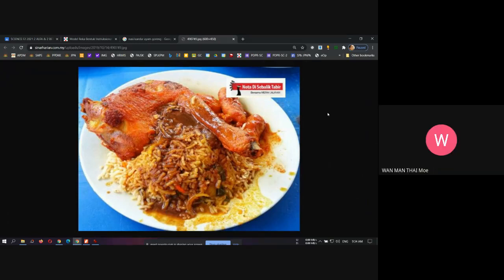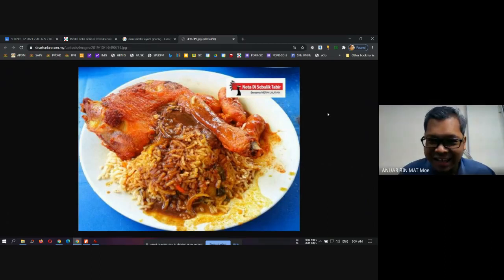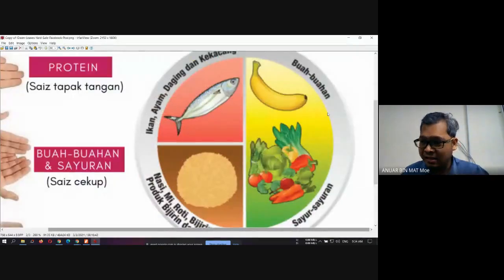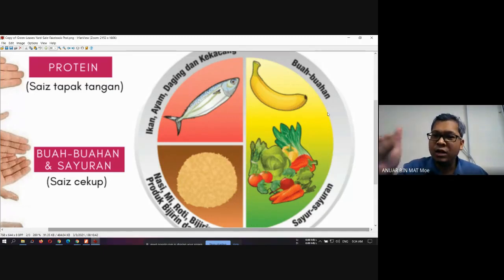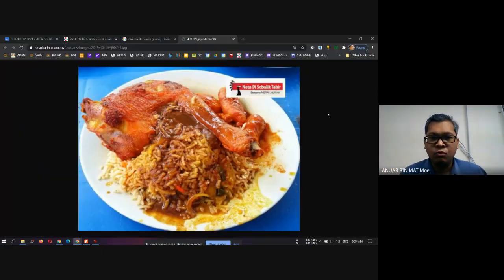No. Not very healthy, right? Okay, because the guide is like this. The ministry guide says that we must have only a quarter of meat, only a quarter of rice, but half of it you must eat fruit and vegetables. Where are the vegetables here? Where is the fruit? Maybe more than half of the plate is rice, and the quarter is fried chicken and some gravy, that's all.